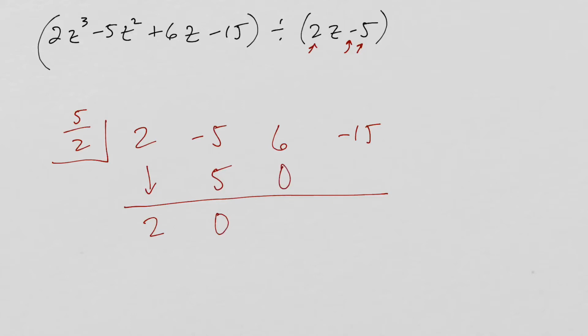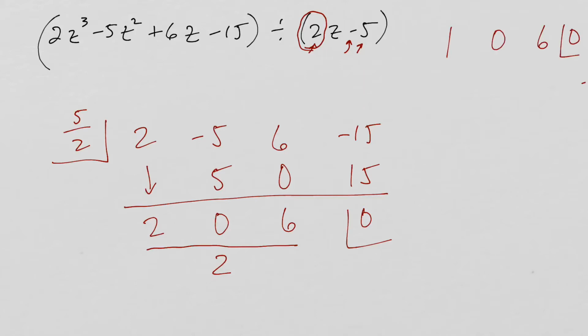5 halves times 0 is 0. This adds up to a 6. When I multiply this, 2 goes into 6 3 times. Times 5 is 15. I add up and get a 0. So I don't have a remainder here. These are not yet my coefficients because I did have a leading coefficient of 2. So I have to divide by 2. And my coefficients are actually 1, 0, 6 with a remainder of 0. This was to the third power, so this 1 is going to be to the second power. So I have t to the second power plus 0t plus 6 with no remainder.